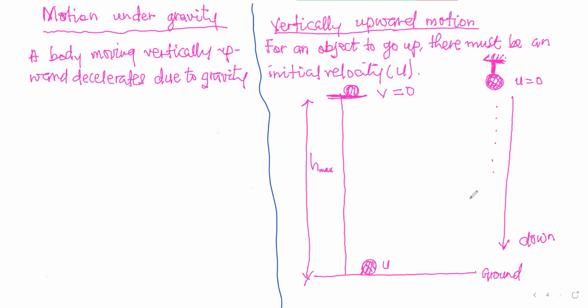So for vertically downward motion, we are talking of the instance where the object falls by itself, not when somebody throws it. We'll come to when somebody throws it. But when the object is falling freely, meaning it is falling by itself, the body accelerates due to gravity. And when it is thrown to go up, the bodies decelerate due to the same gravity.